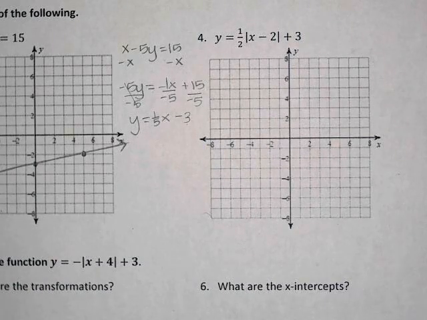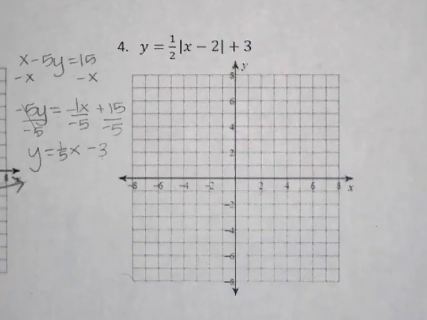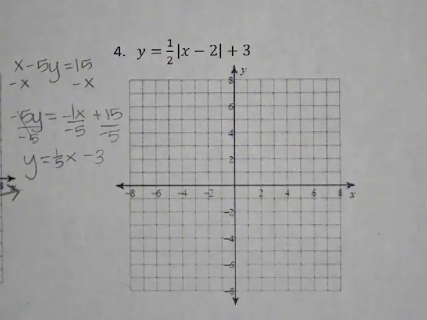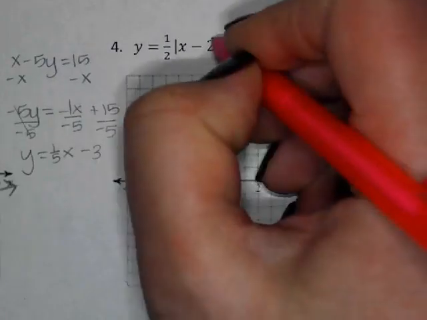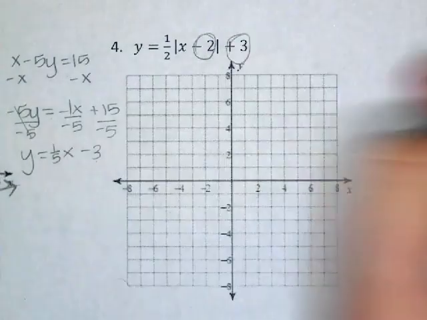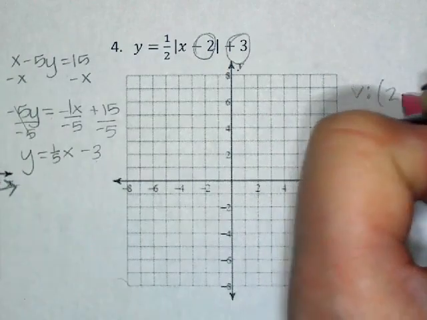So we need to graph number 4, which means that we need Desmos. So let me go ahead and get on there. X minus 2 plus 3. Okay. And I can see that the vertex is positive 2, positive 3. Vertex is positive 2, positive 3.